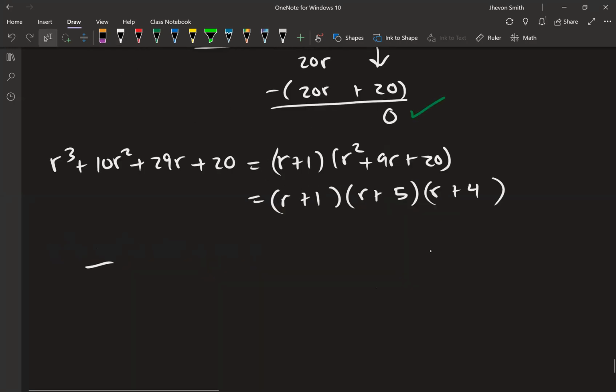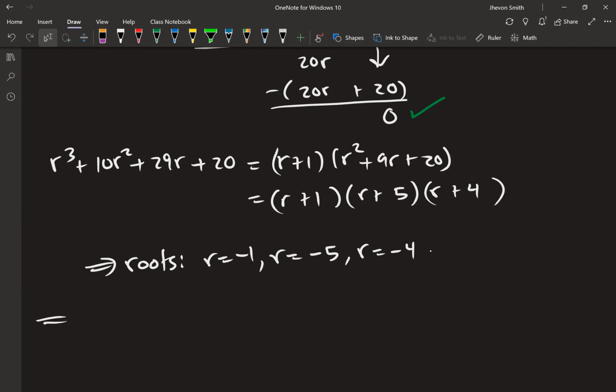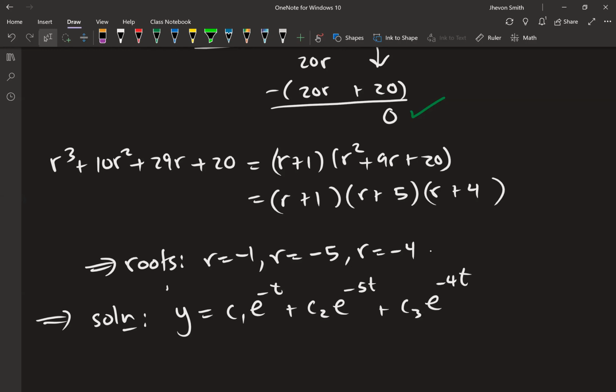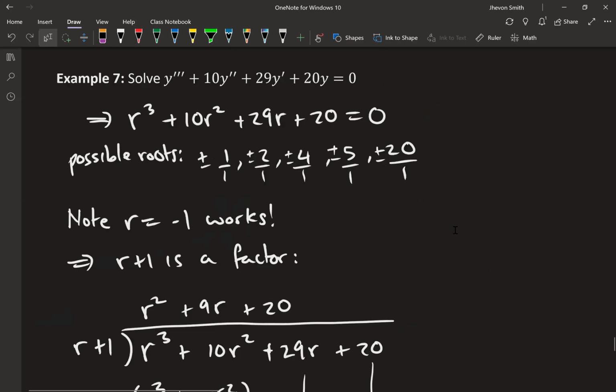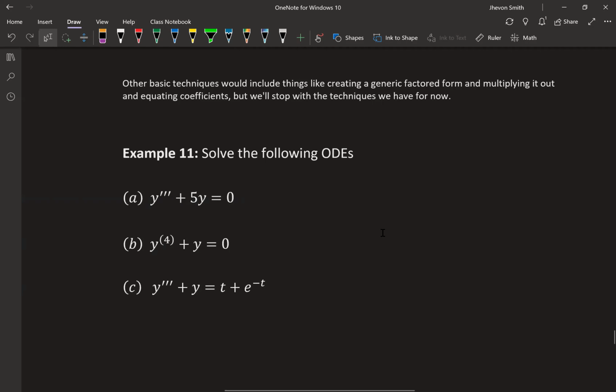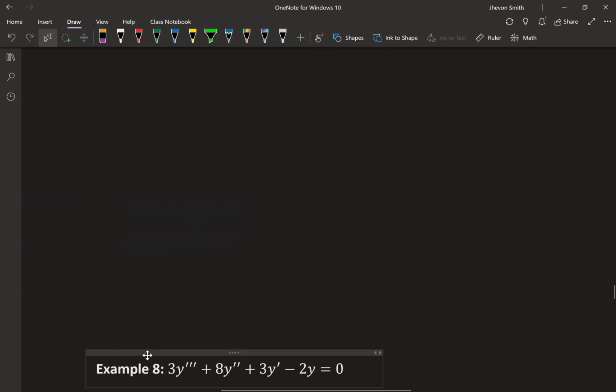And so that leaves us with the roots r equals -1, r equals -5, r equals -4, which means our solution is C1 e to the minus t plus C2 e to the minus 5t plus C3 e to the minus 4t. That's our solution. Hopefully you guys got the same thing. Let's do 8.